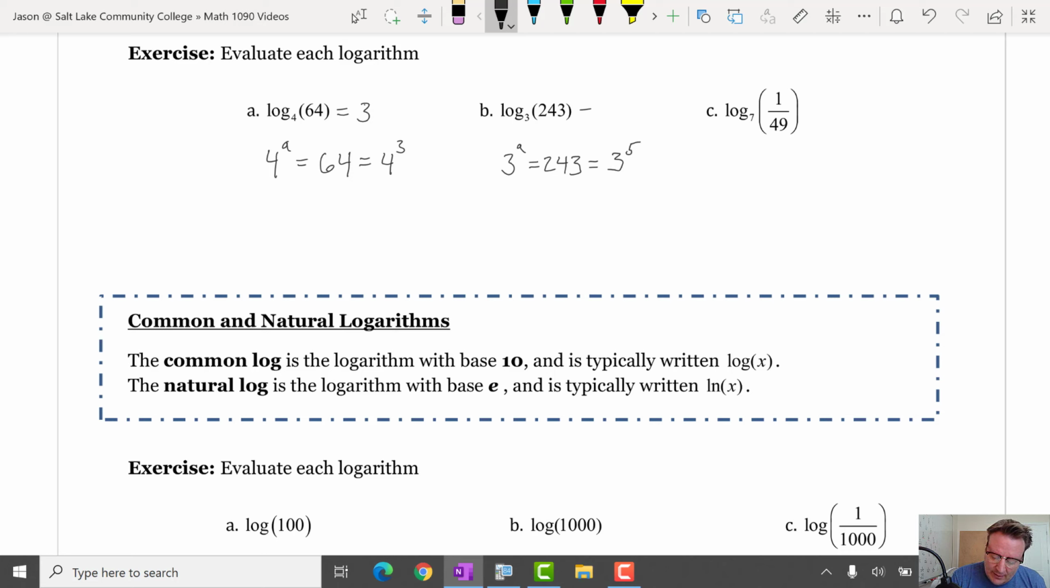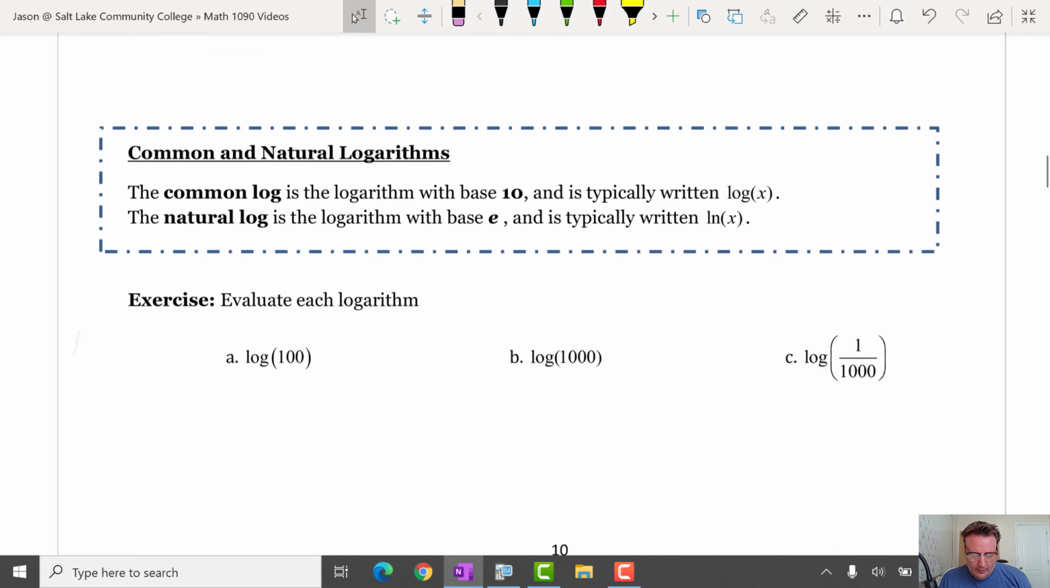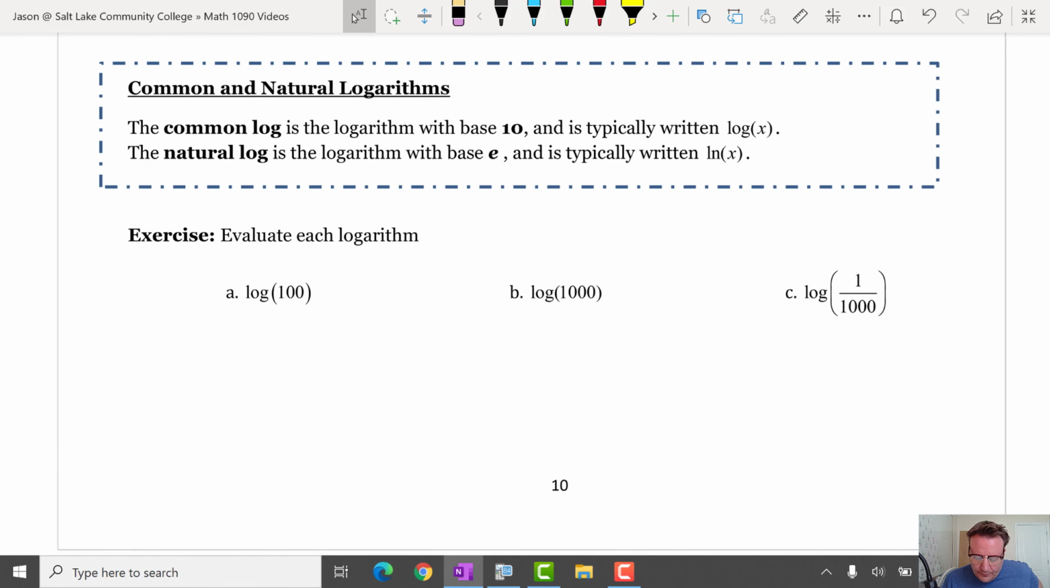So this is equal to 5. Okay, last one here. 7 to the what power is equal to 1 over 49? Well, notice I can rewrite 1 over 49 as 7 to the -2 power. And so this is equal to -2.